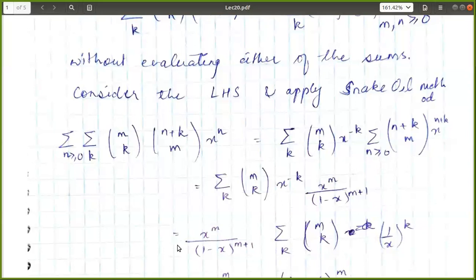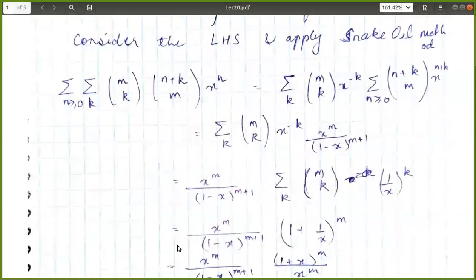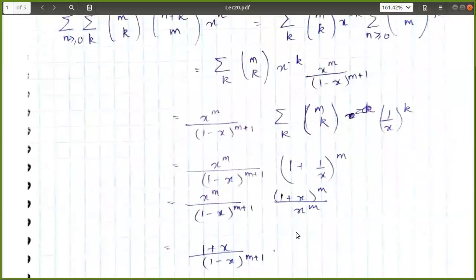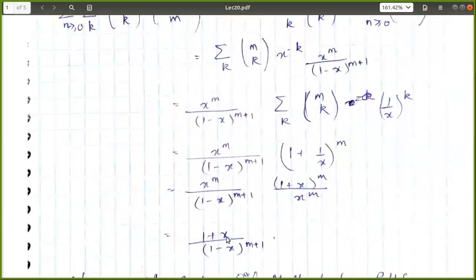What is the formula for x plus y raised to n? This is just 1 plus 1 by x raised to m. So you have x raised to m, this one comes as it is, and 1 plus 1 by x raised to m. Solve this entire thing to get 1 plus x. There's a raised to m missing here. So this is this raised to m over 1 minus x raised to m plus 1.